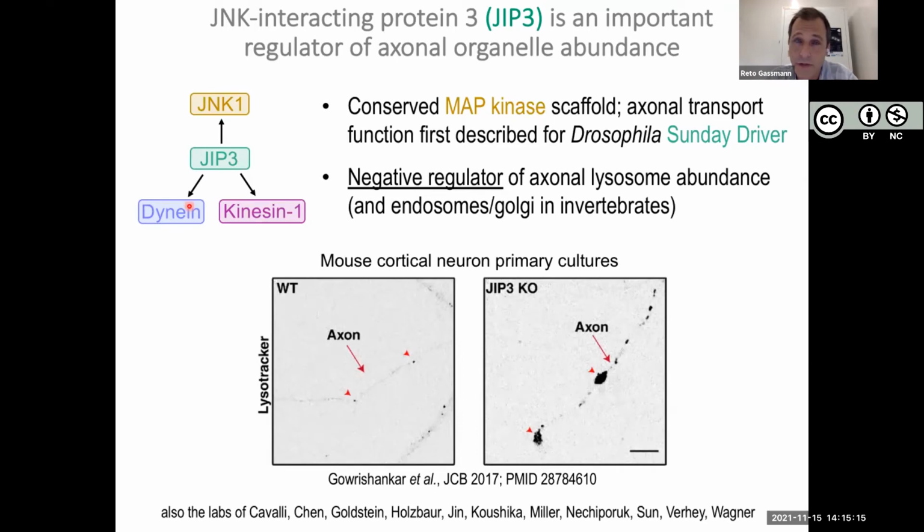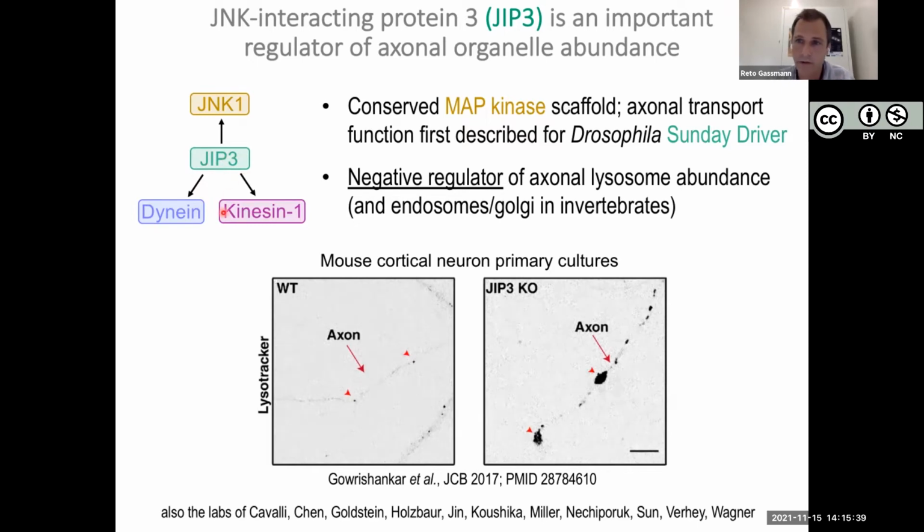And another interesting question is whether this JIP3 kinesin 1 interaction participates in organelle transport, because so far there's only evidence that the JIP3 kinesin 1 interaction participates in the transport of small vesicles. So my lab has been interested in understanding the function of this JIP3 and motor interactions.